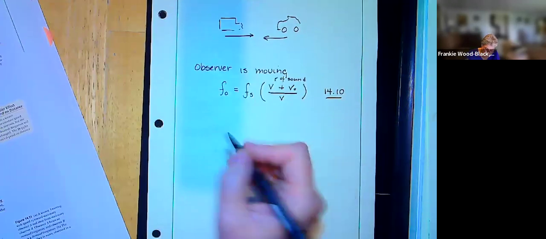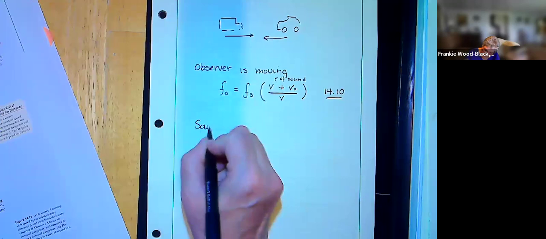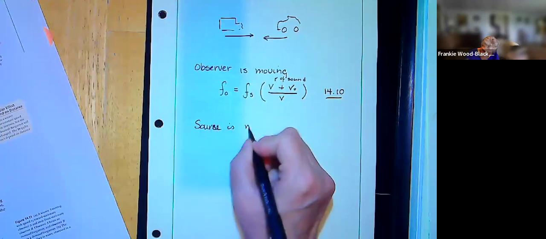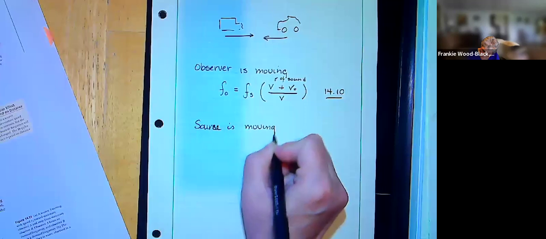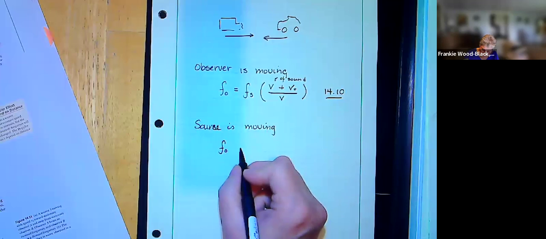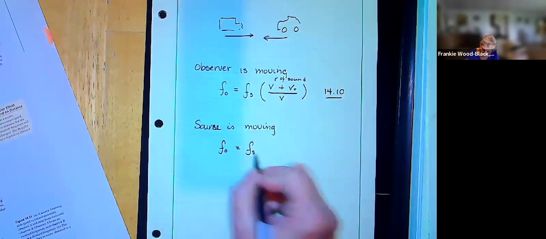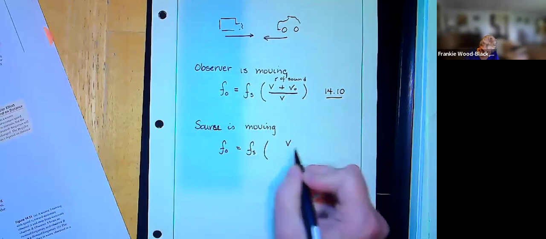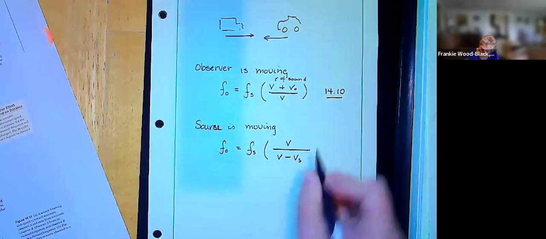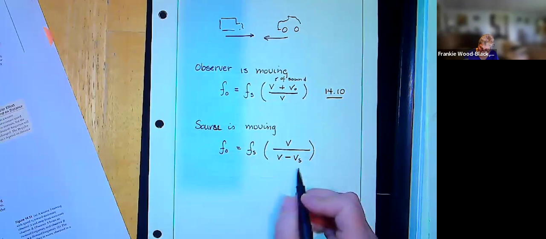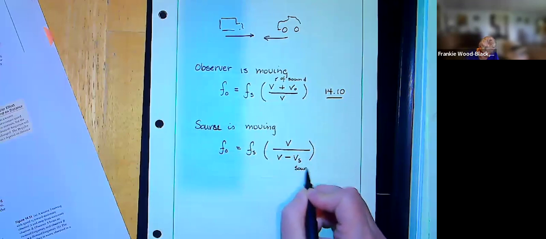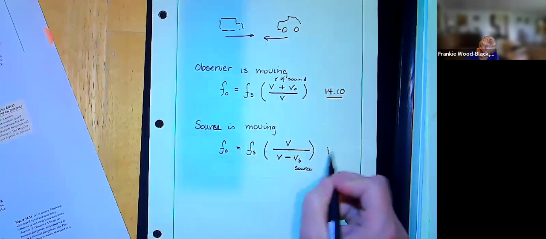Now, if I have the source moving, the frequency that is observed is going to equal the frequency of the source times the speed of sound divided by the speed of sound minus the speed of the source. So this is the source. And this is 14.11.